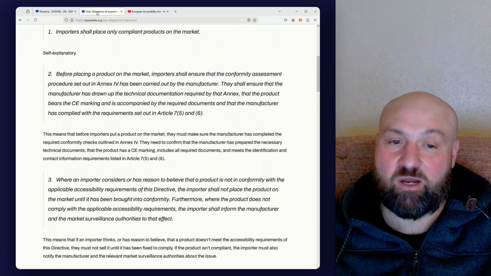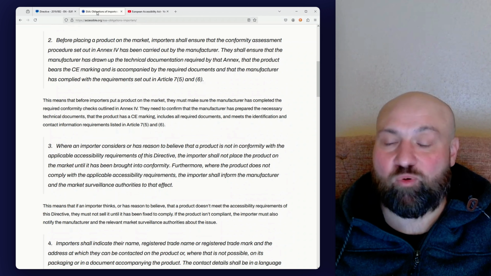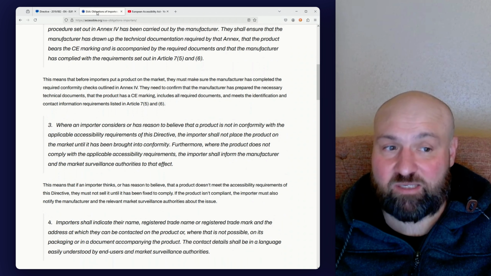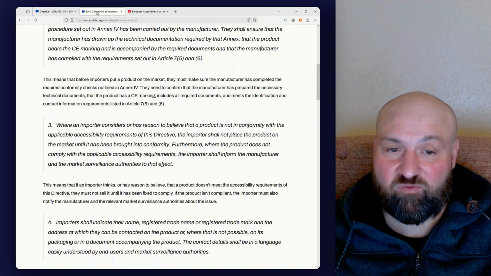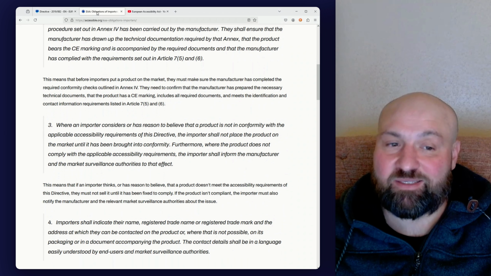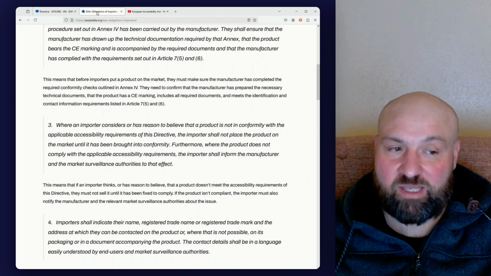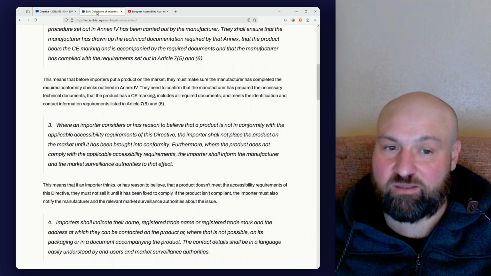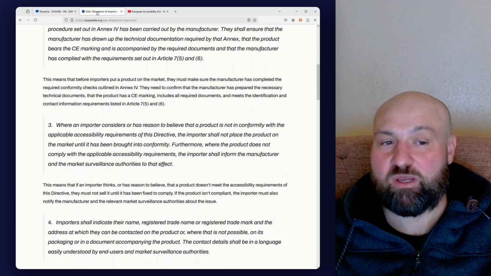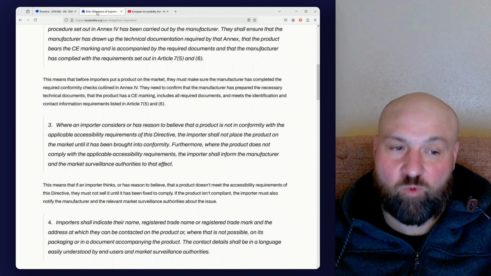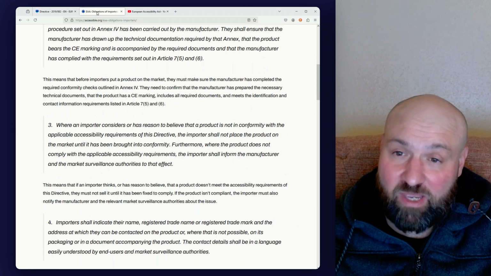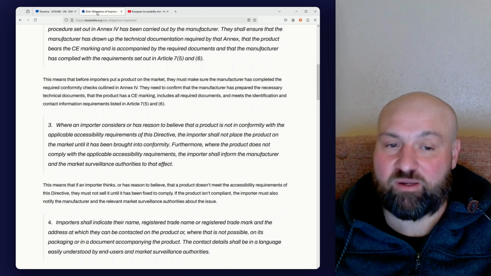All right, so continuing on with obligation 3, where an importer considers or has reason to believe that a product is not in conformity with the applicable accessibility requirements of this directive, the importer shall not place the product on the market until it has been brought into conformity. Furthermore, where the product does not comply with the applicable accessibility requirements, the importer shall inform not only the manufacturer, but also the market surveillance authorities to this effect.